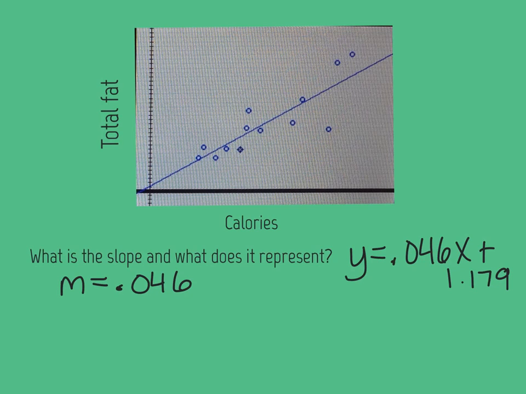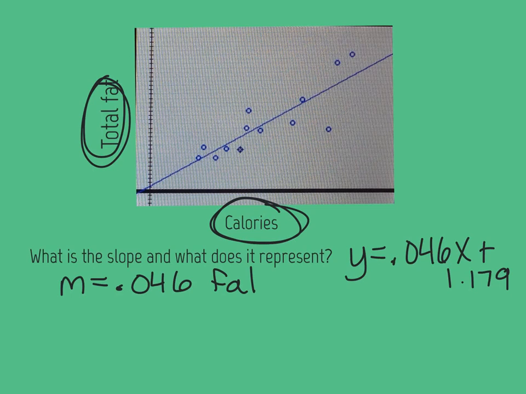Now, what does this represent? If you look, slope is always rise over run, and our rise is the fat, and the run is the calories. So when we reduce the fraction, we're going to end up getting 0.046 fat grams, or fat, we'll just put fat, per calorie. So that's 0.046 grams of fat for each calorie.